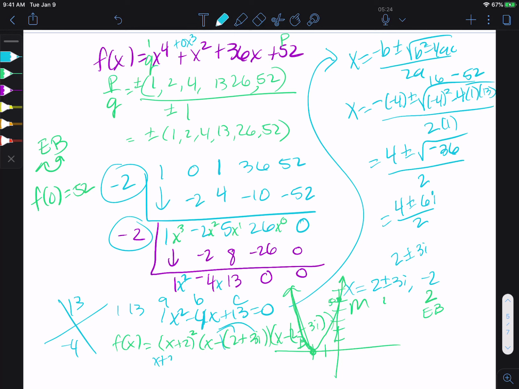So then we get x plus 2 squared times x minus 2 minus 3i. And then we distribute the negative here, so x minus 2 and then minus times a minus 3i is plus 3i. So then this would be how we would write it in factored form. Right? So that gives us all of our information that we want.